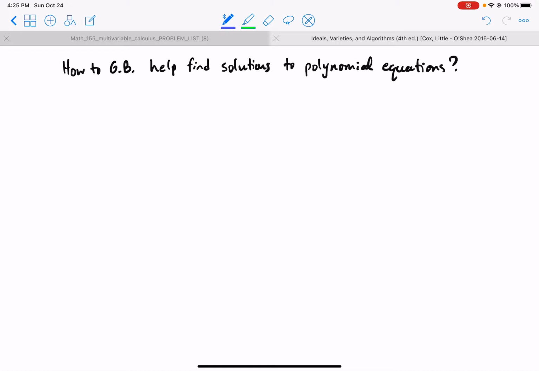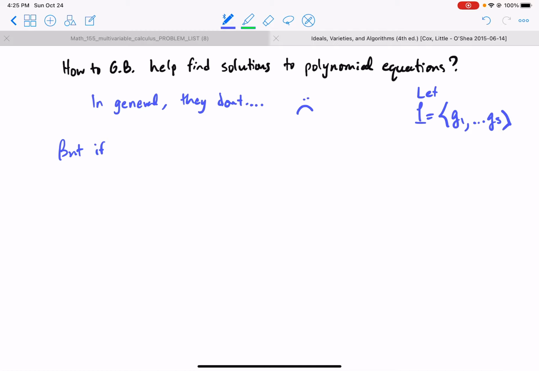Okay, hi everybody. So how do Gröbner bases help find solutions to polynomial equations? So in general, they don't. But let I equal the ideal generated by G1 through GS, and let this be a Gröbner basis for I.